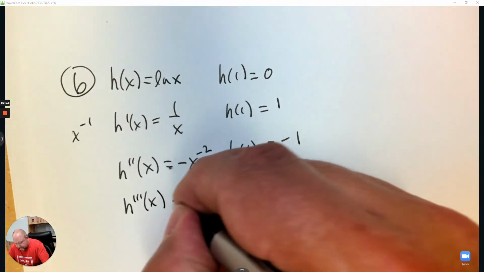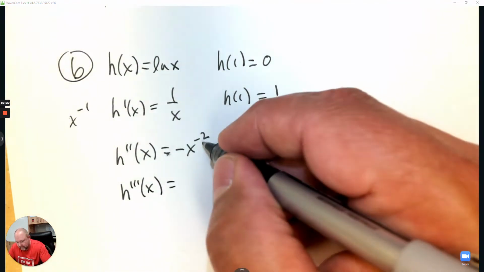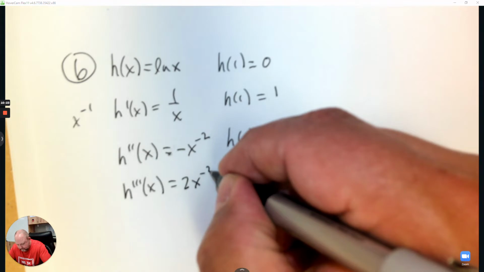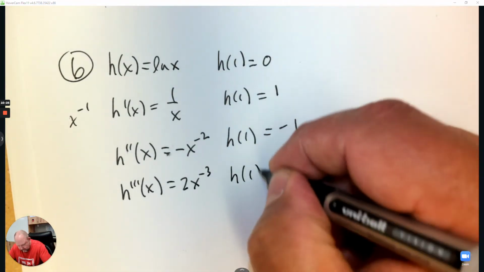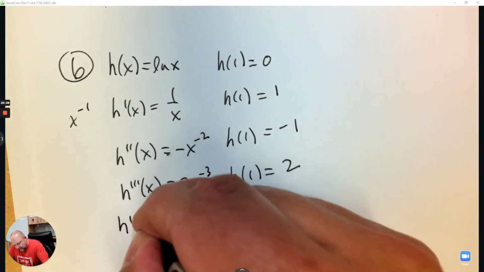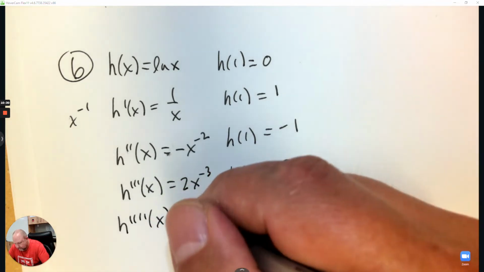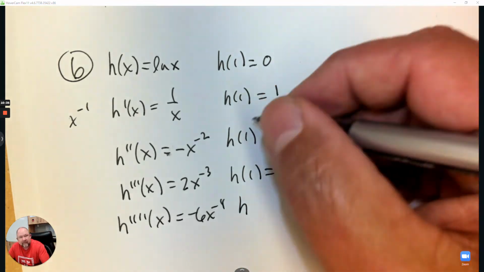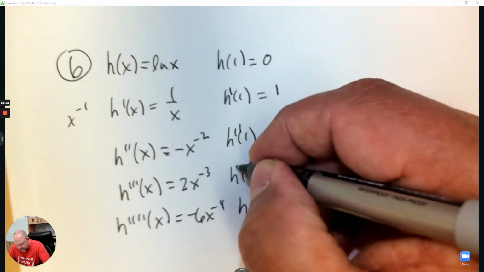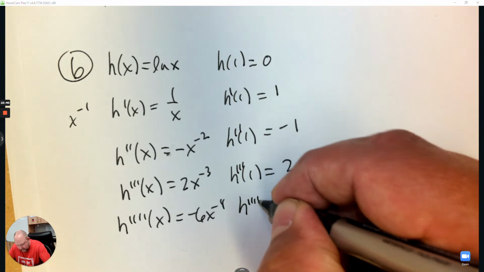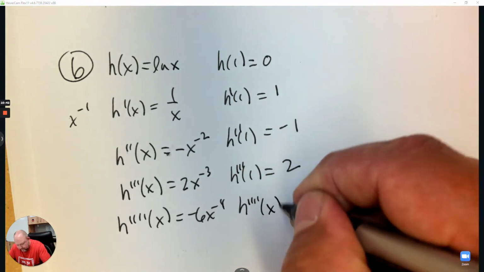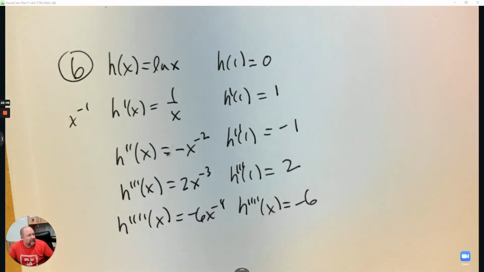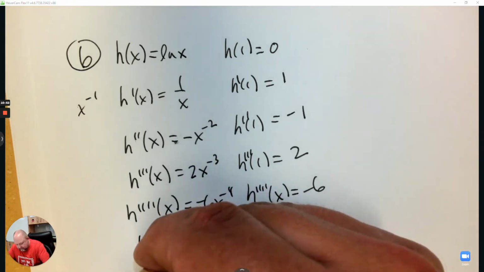Fourth degree, okay. Negative and a negative is positive 2. And then one more. So when I plug in 1, and be careful here, this is derivative, second derivative, third derivative, and then the fourth derivative. Sometimes you see the number 4. And those are the numbers I get. 0, 1, negative 1, 2, and negative 6. Perfect. And now the pattern.